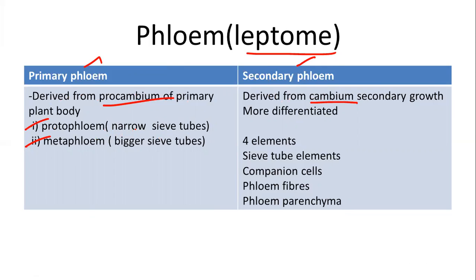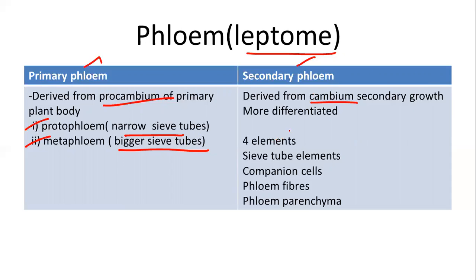Protophloem is produced earlier, and it has narrow sieve tubes. Narrow means straight and lengthy sieve tubes, whereas metaphloem has bigger sieve tubes and is produced late. In this condition there is no endarch, exarch and so on; the phloem is always present in one single condition only.